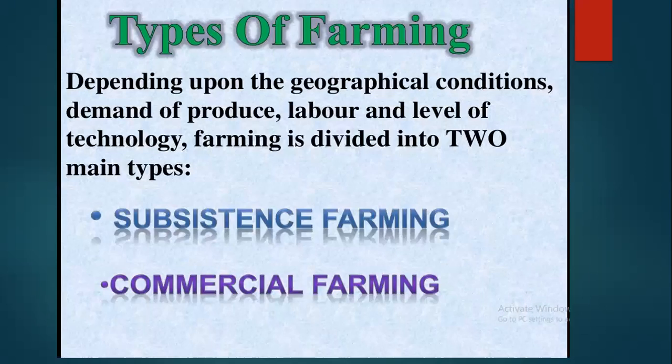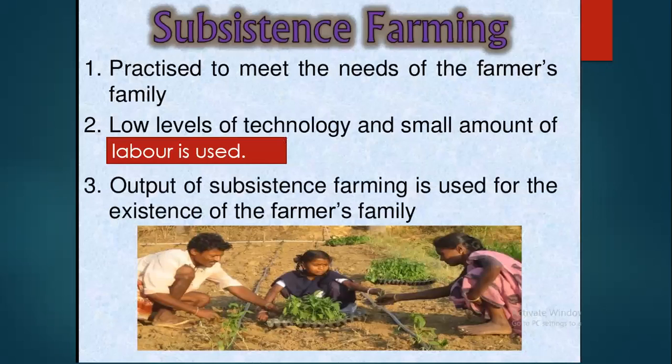Two types of farming we have seen: subsistence and commercial. Subsistence means the farmer is doing this type of farming to meet the needs of his family, and here a very small amount of labor is used. Mostly they don't hire labor, the family members themselves work in the farm, and they don't use much technology, a very low level of technology is there.